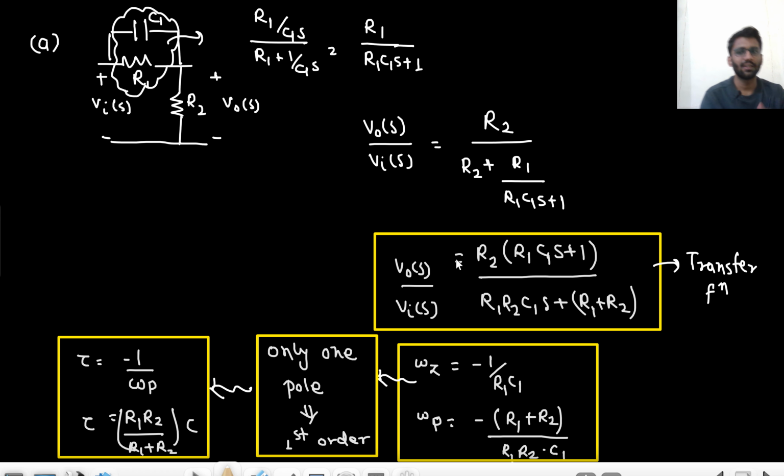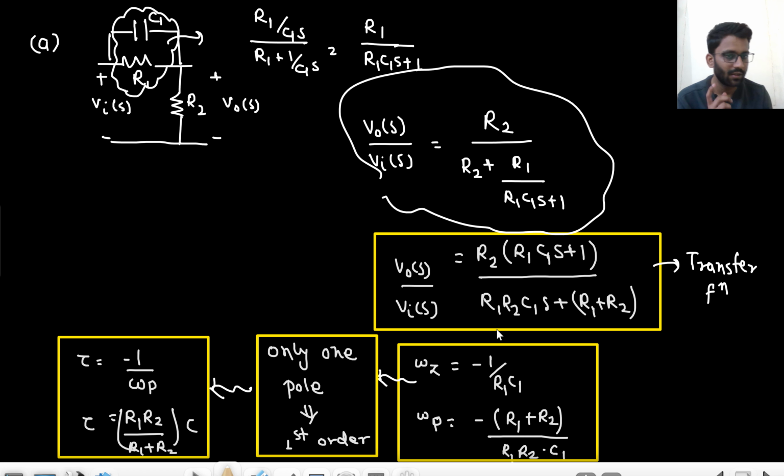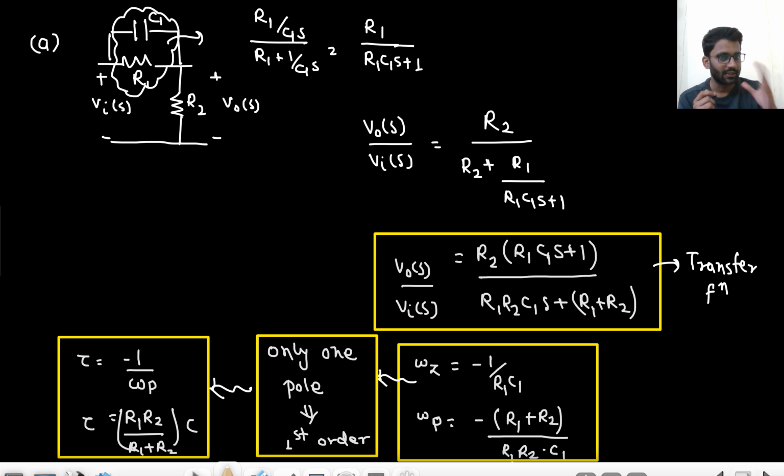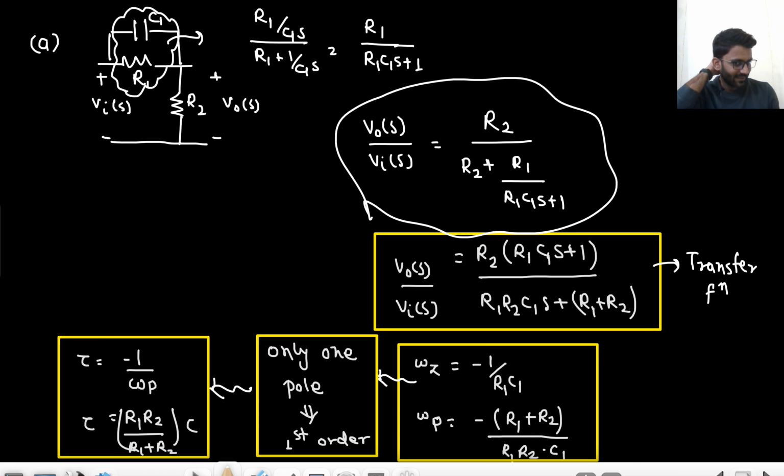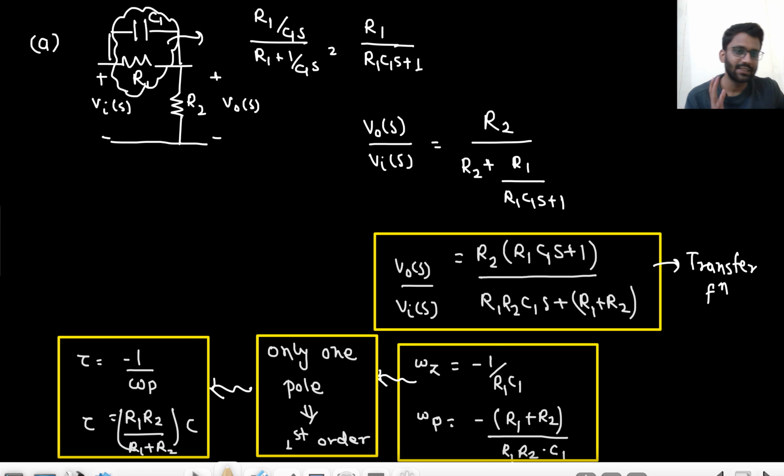Okay, what I am saying is that you can tell the location of poles and zeros intuitively. You don't need to do this for writing poles and zeros. You can tell intuitively by understanding the circuit, but that's not important for GATE aspirants. They don't need to learn it because it will take a lot of time and it will not be useful in the exam. In the exam, you will be solving by this method only. But placement guys need to learn that.